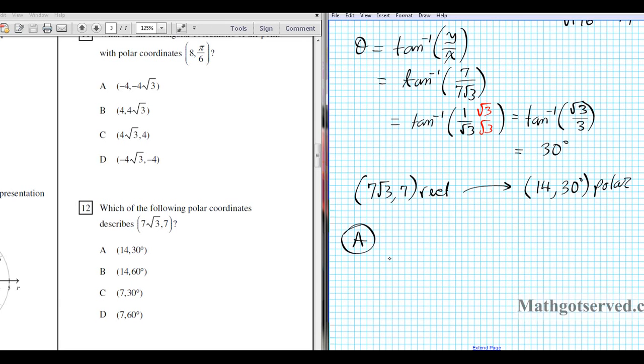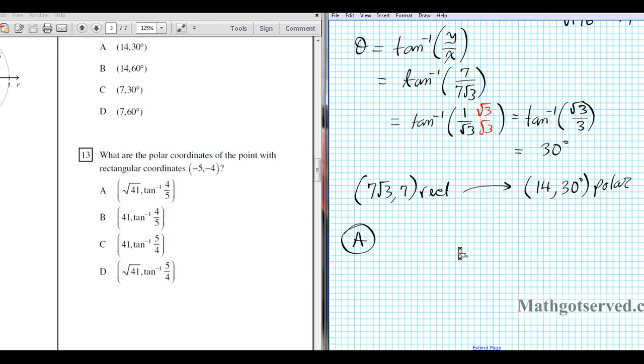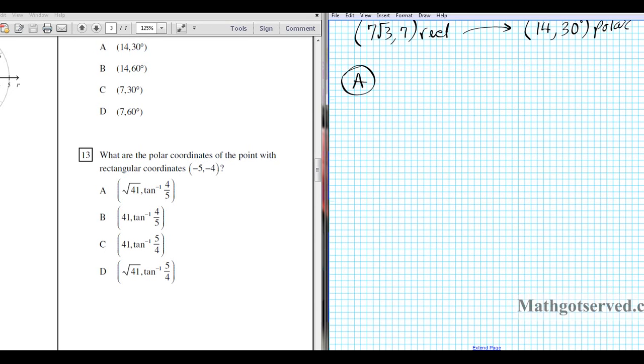All right. Now let's move on to question 13. It says, what are the polar coordinates of the points with the given rectangular coordinates? So in this case, we're going from rectangular to polar. For 13, we have -5, -4. This is rectangular, so this is going to be x, y, and we're going to convert it into polar, right? Polar is r comma theta.